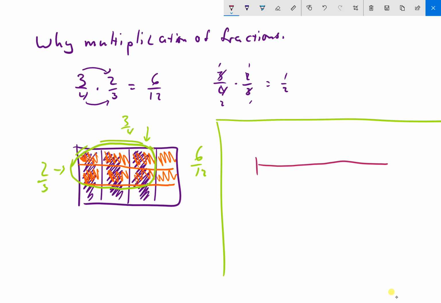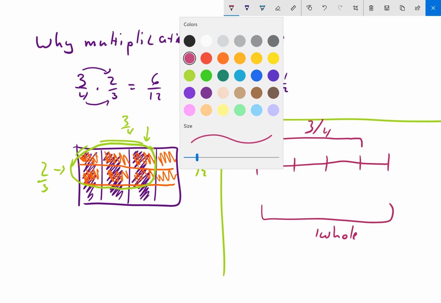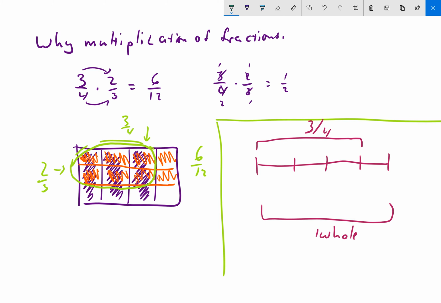So if I had... 1, 2, 3, 4. So here's 3/4. This is 3 out of 4. The total would be 1 whole. Now, if I had 2/3 of 3/4. I have to do the X for you. Might actually make a little bit more sense.